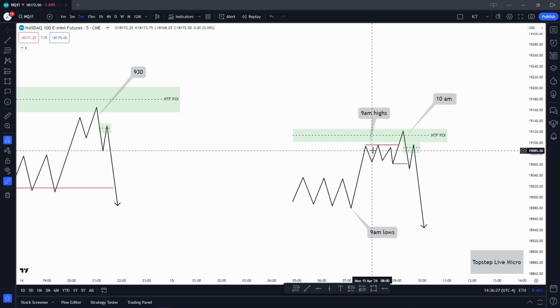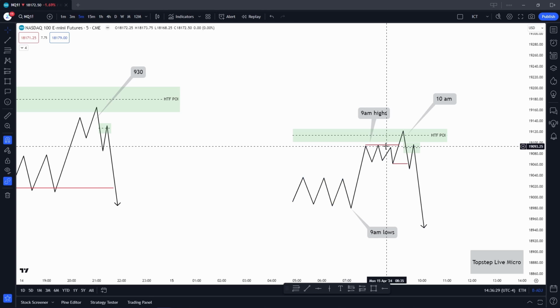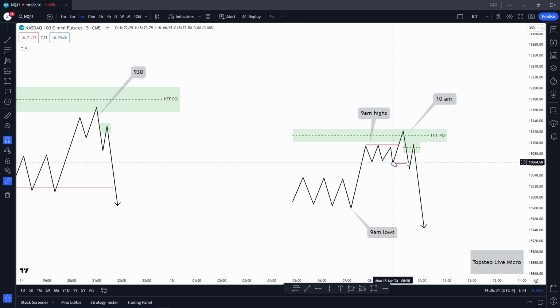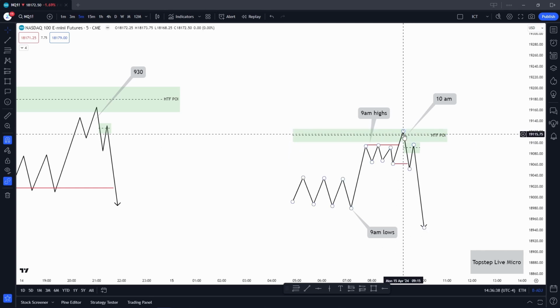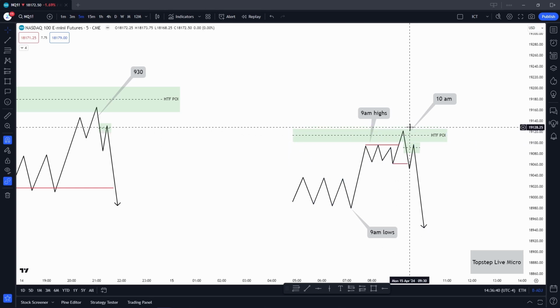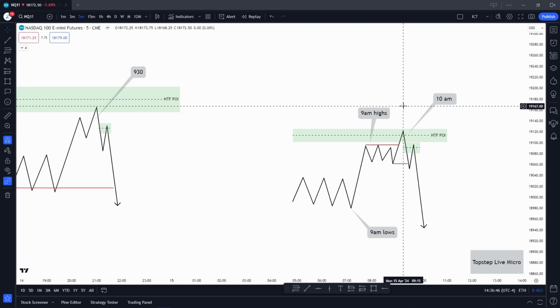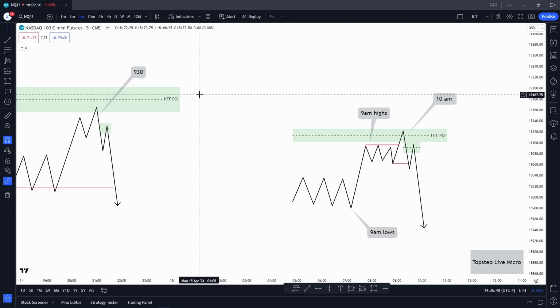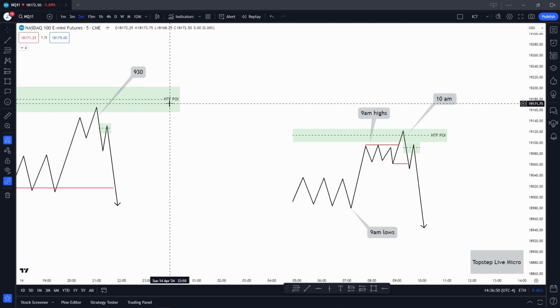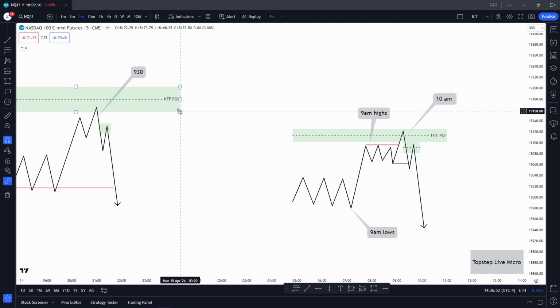So if this is 9 a.m. highs, and at 10 a.m. we displace higher, breaking 9 a.m. highs, and also tap into a higher time frame POI, that is a very strong indicator that the silver bullet's going to work. The reason why I trade 9:30 AMD and silver bullet and that's it is because a lot of the times when 9:30 doesn't show me a Judas and it just consolidates, the manipulation is going to be 10 a.m.